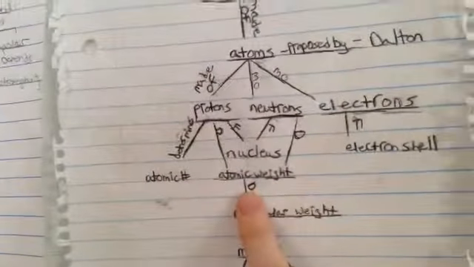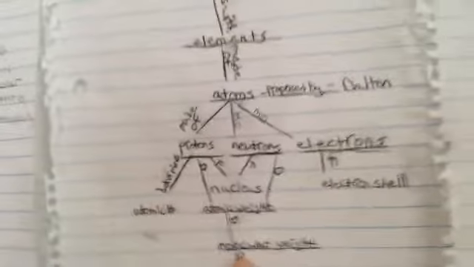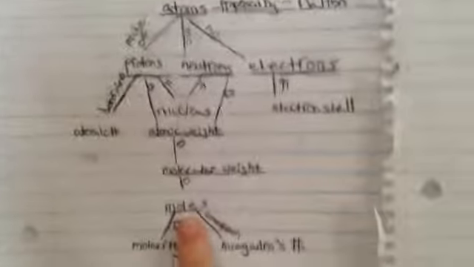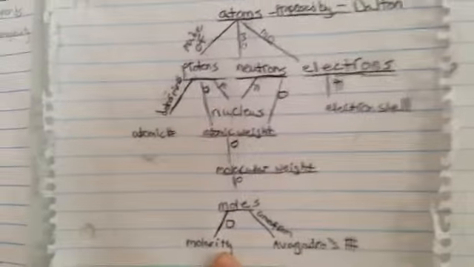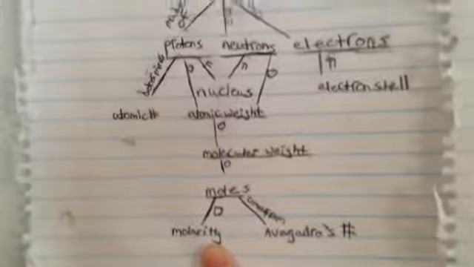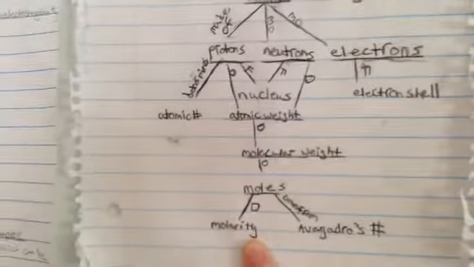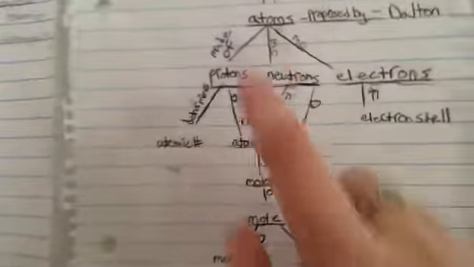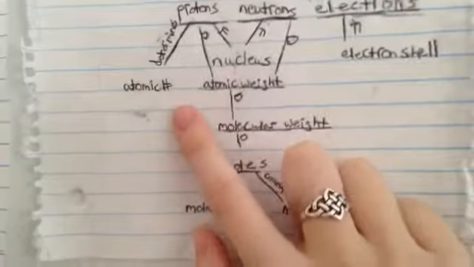Neutrons and protons determine the atomic weight, which will then determine the molecular weight of a substance, which will then determine how many moles of a substance you have. Your moles will determine your molarity, which is the number of moles per liter of a solution. Moles come from Avogadro's number, which is the number of molecules of a substance in a mole, otherwise known as 6.022 times 10 to the 23rd. And over here, really quickly, protons determine your atomic number.